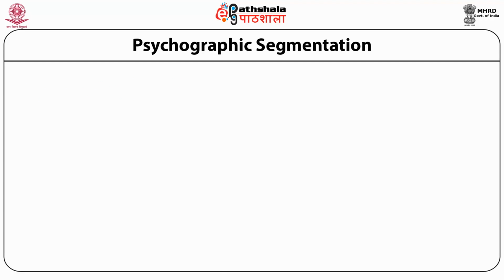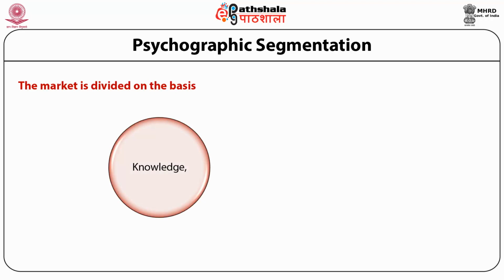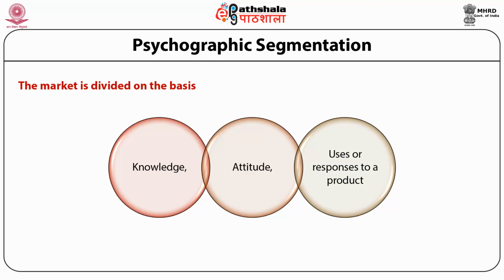Psychographic segmentation: the market can be divided on the basis of certain psychographic variables. It may include knowledge with regard to the product, cost, availability, the attitude of the customers, how they behave and perceive certain products or services, and the beliefs of the customers, which may also play an important role. The use or response to a product may also be another cause for dividing the market.